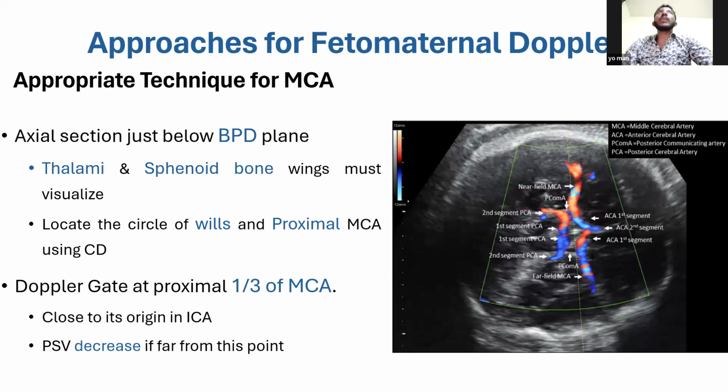The middle cerebral artery is the most important one here in the axial section. So we can map this in the axial section just below the PVT plane. In this plane, the thalamus and sphenoid bone wing must be visualized, and we are going to locate the circle of Willis. Doppler gate is placed on the proximal one third of the MCA, close to its origin from the internal carotid artery. If we get far from this, the peak systolic velocity is decreased.